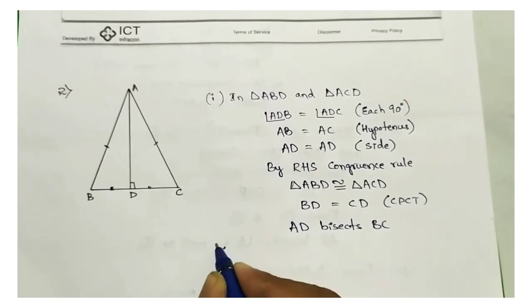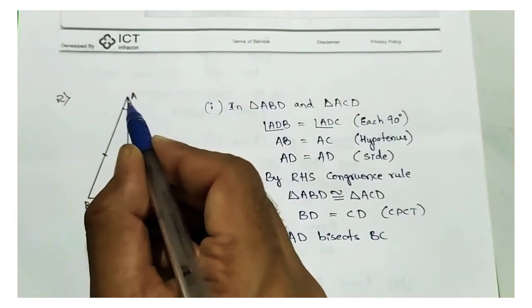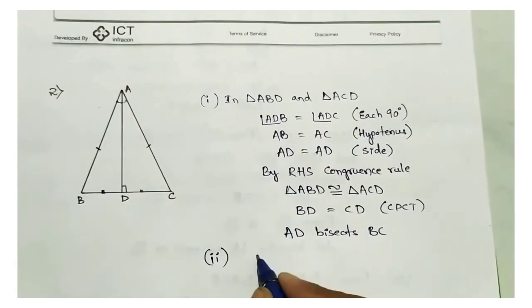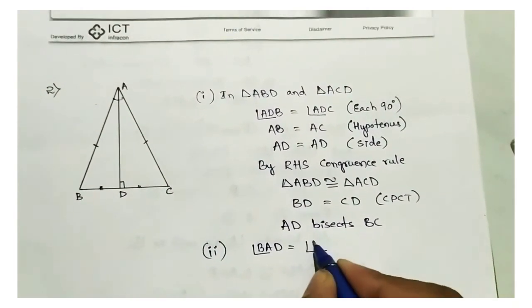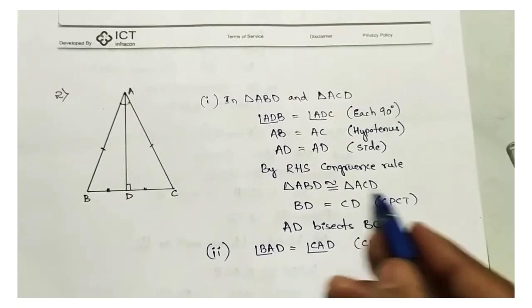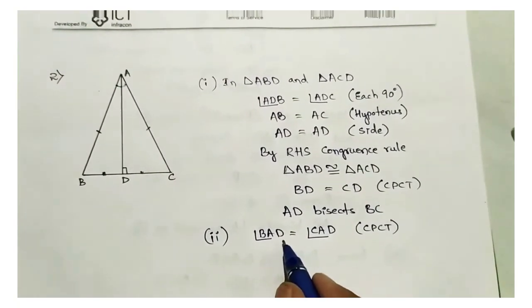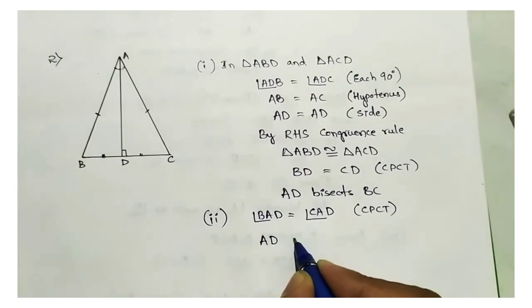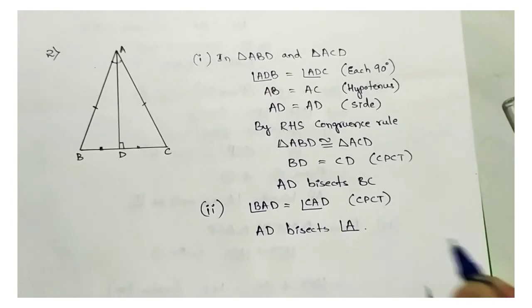And the second thing we need is to show that AD bisects angle A. Angle A is bisected by AD when we get equal parts, which are angle BAD equal to CAD. CPCT from the above proved triangles. Then if we got equal angles, we can conclude AD bisects angle A.